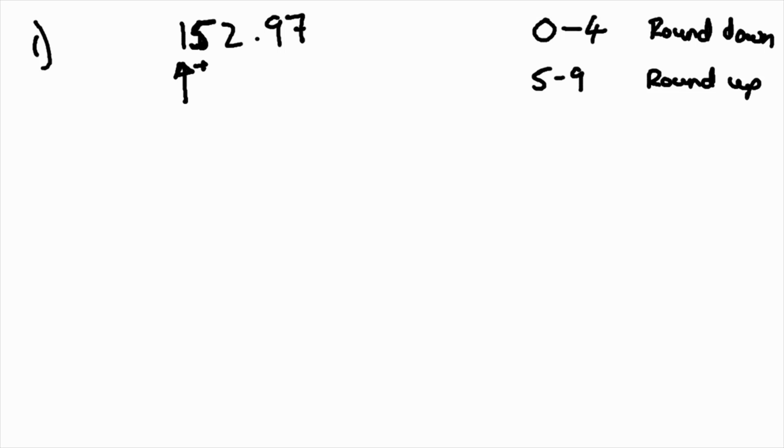So, to the right of our hundreds column is a 5. A 5 is between 5 and 9. So we're going to round up to 200.